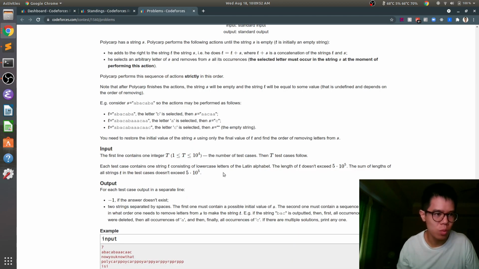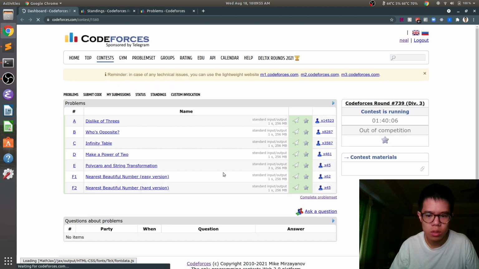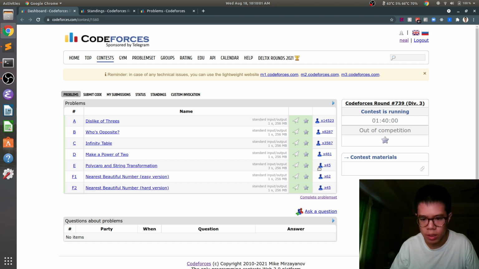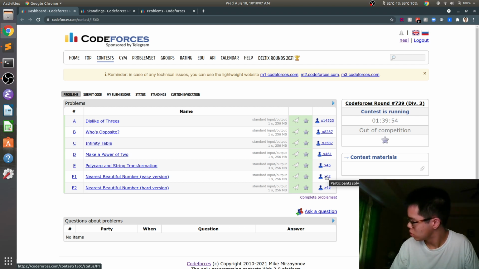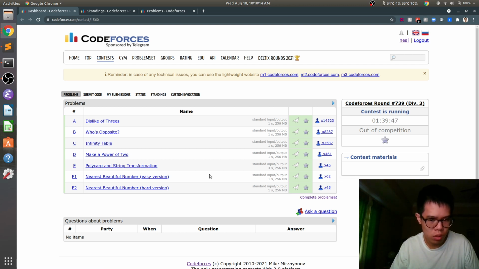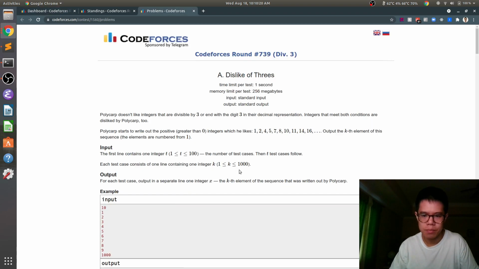Okay, we can go through each of the problems here. Yeah, it looks like it ends with quite a few hard problems. E and F, not getting too many solves here. Although F1 is easier because you can try every number. So I actually expect F1 to have more solves than E in the end. Yeah.